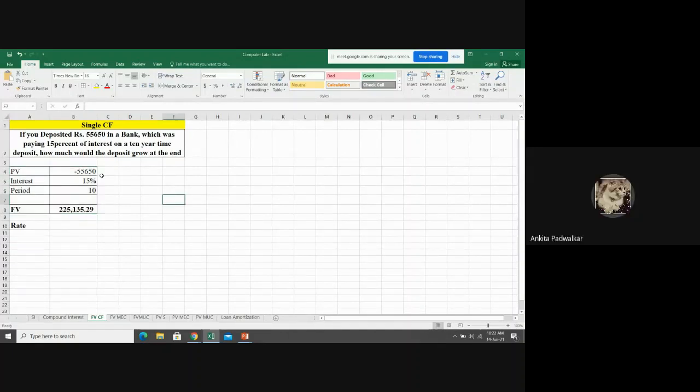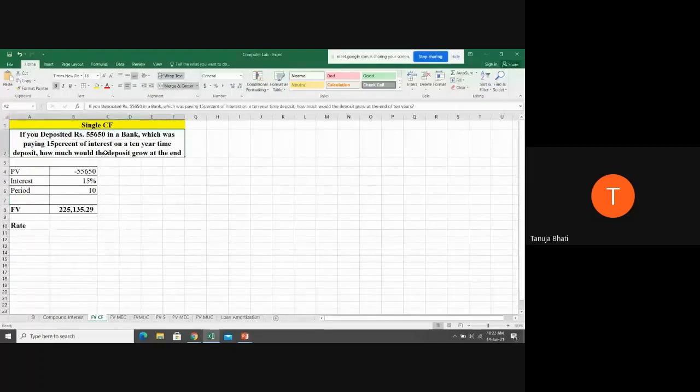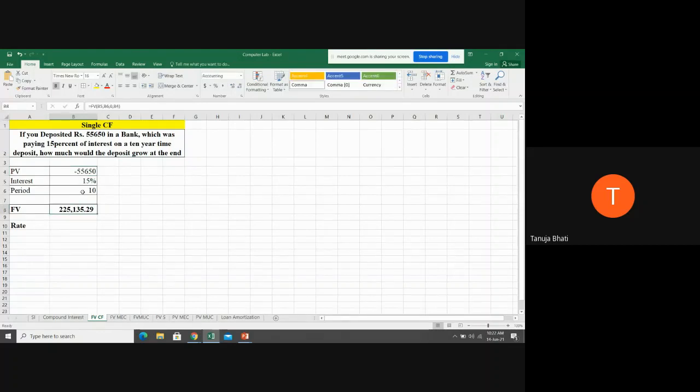Yes, ma'am. Okay. Now suppose in this same problem, the present value is given, the future value is given, the period is given, but the rate of interest was not given. Suppose this was unknown. Then how would we use the Excel functions in order to calculate the rate of interest?